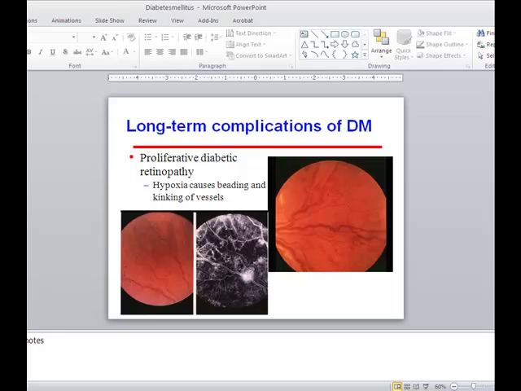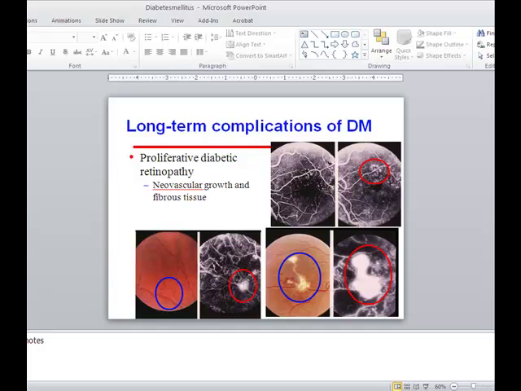Okay, the more complicated form of diabetic retinopathy is the proliferative diabetic retinopathy, and in this case, you have complications from the hypoxia that results. Now your blood vessel, the lumen's getting narrow, and so there is less blood flow, there is hypoxia. This causes beading of the blood vessels and kinks forming in these blood vessels, which you could see just from a regular fundus examination.